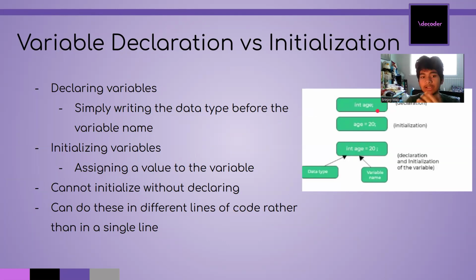Initializing variables, on the other hand, is assigning a value to that variable. So in this case, we write age equals 20 and we assign 20 to the variable age. So some important things to note is that we can't initialize a variable without declaring it. So we can't just write age equals 20 in Java. We have to write int age, then age equals 20.